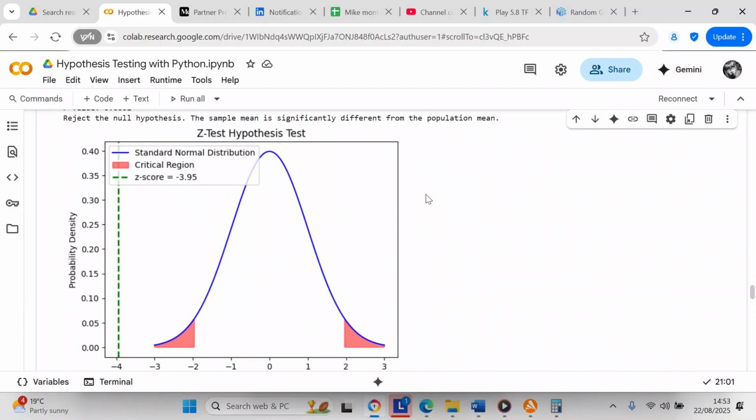So that's it. This is the diagram that we have made to show the normal distribution, the critical region, and the z-score. And you can see that the z-score is out of bounds from the critical region.